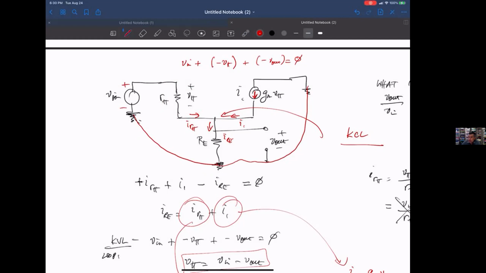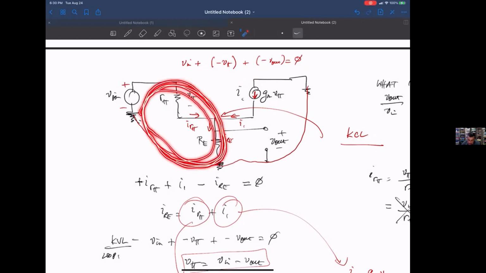But like Brandon said, basically all these points are connected together. So if you're looking at, say, well, there's no loop here because, strictly speaking, this voltage doesn't change across this. So really you only have one KVL that you can worry about.